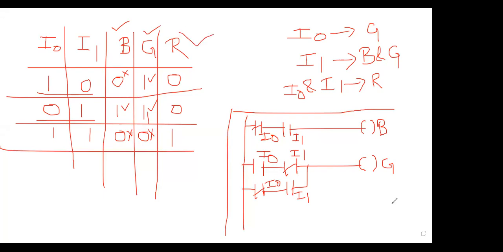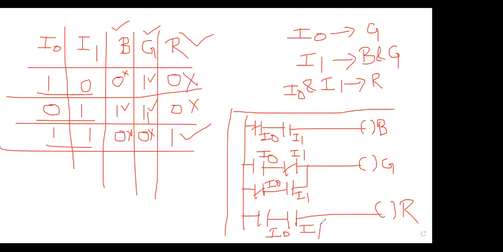Now I go for red. We'll take one more coil here, red. Check 0, 0, 1. So for 1, the input status is 1 and 1. Connected to red. So it is I0, I1. Done. So if you follow these steps, you can make the program very easily.